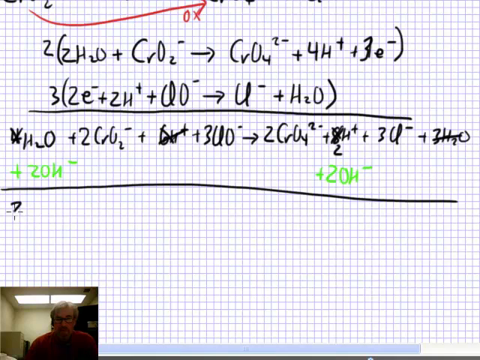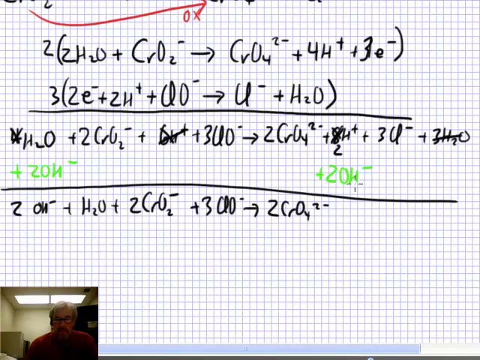Well, the left-hand side now has 2 OH minus and 1 water and 2 CrO2 1 minuses and 3 hypochlorites. On the right-hand side, it's 2 CrO4 2 minus. The 2 H pluses and the 2 OH minuses now make 2 H2Os, and I've got my 3 Cl minuses. I have a water on the left and 2 on the right, so I'll just get rid of that water and make 1 water on the right, and there's my balanced chemical equation.